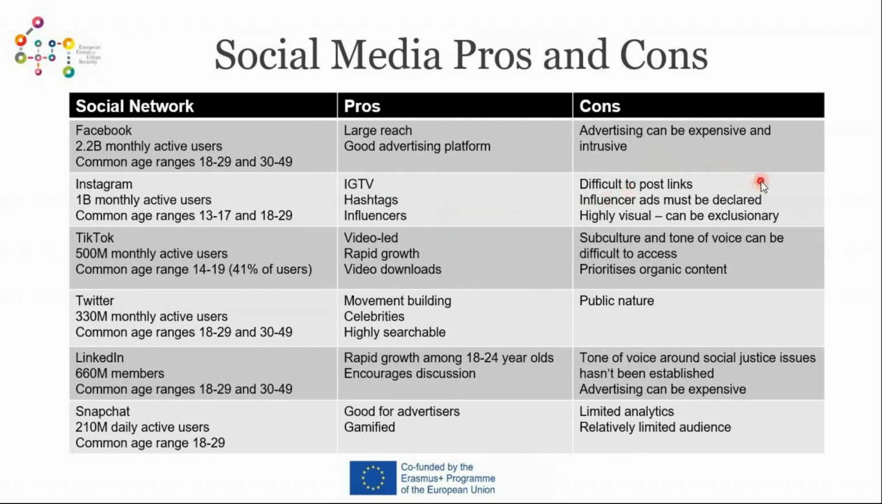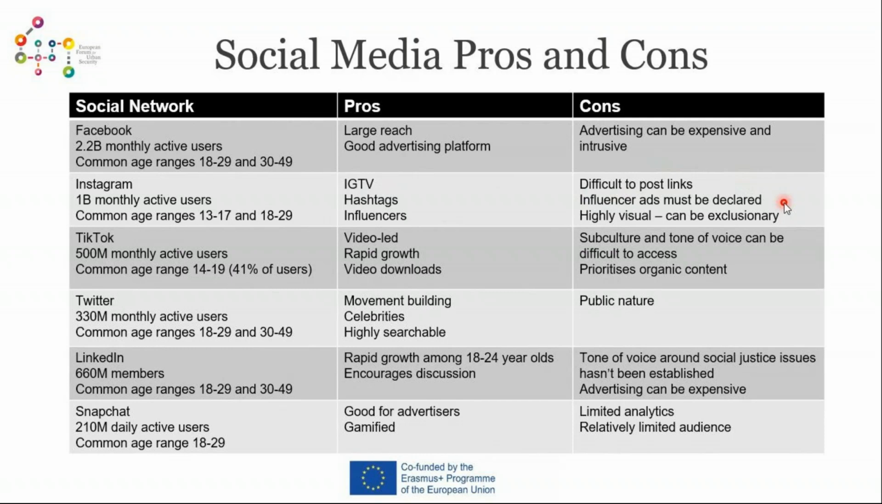The cons are it's very difficult to post links to Instagram because Instagram doesn't allow links in posts. Additionally, influencer adverts must be declared. If you've paid an influencer, you can't pay them and not have them declare that they've been paid. They have to say that they've been paid.